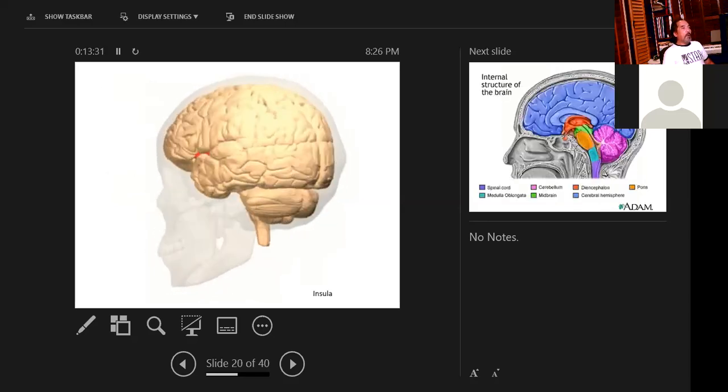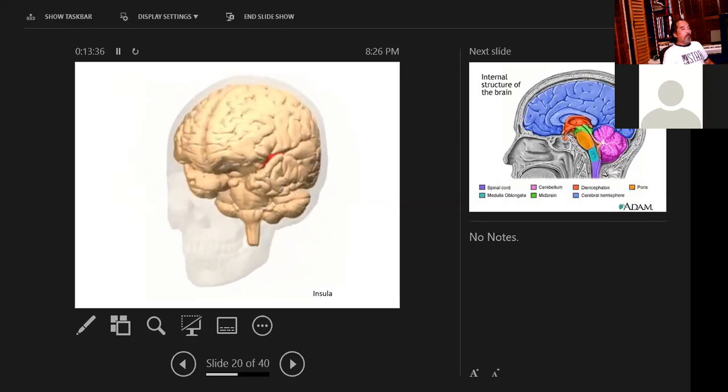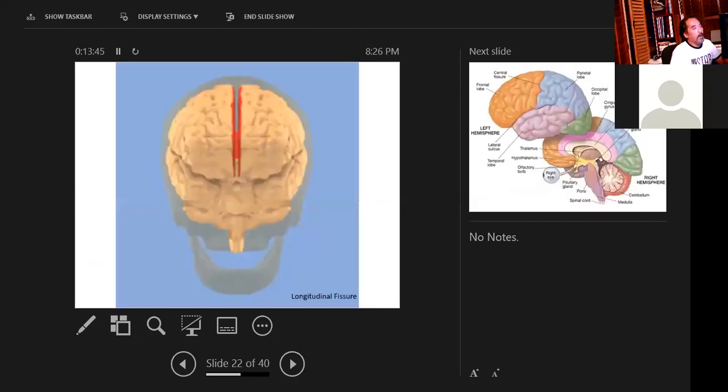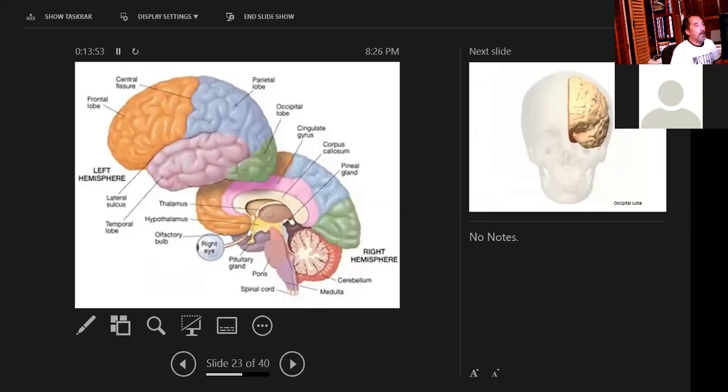Now this one, the red part there between the frontal lobe and the temporal lobe, that's going to be your insula. Different color code for the different structures of the brain, so we went through that. That's going to be the longitudinal fissure separating the two cerebral hemispheres. Now, this gives you the lobes: frontal, parietal, occipital, temporal. Those are the different lobes.